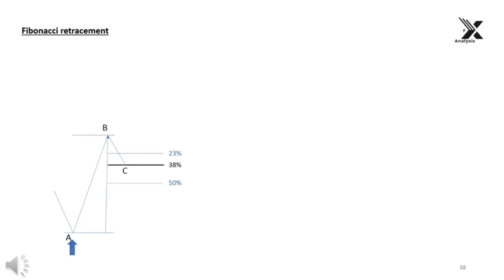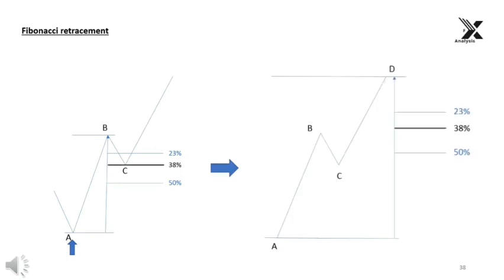That means that if, from 38%, we are making new highs like this, we can update our Fibonacci to the new high, and so have one now from A to D. This process is possible as long as we never retrace more than 38%. By the way, this is slide 38, how random.